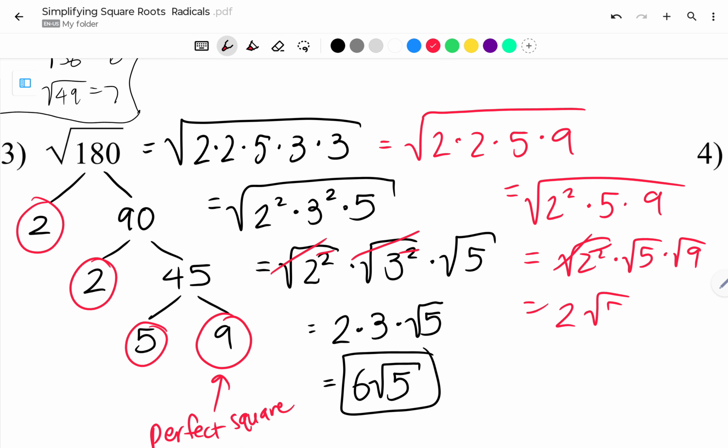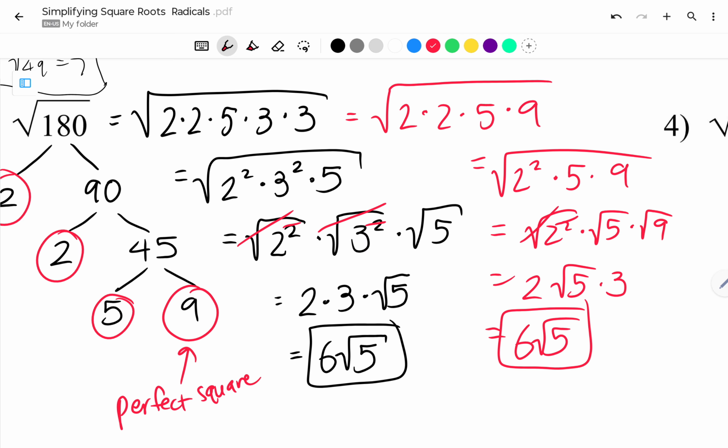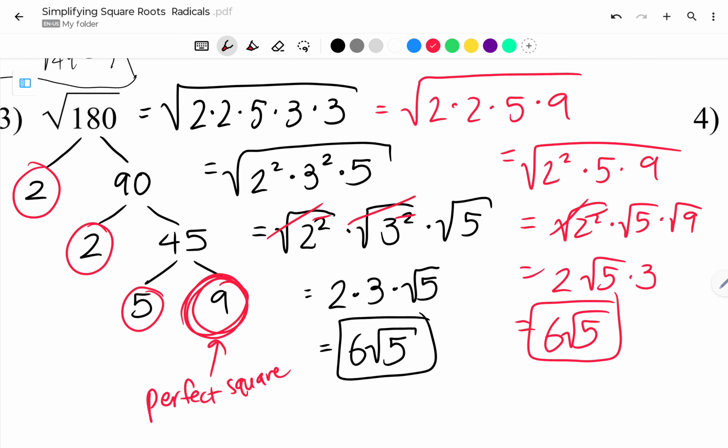2 square root of 5. What's the square root of 9? It should be 3. So you're going to multiply 2 and 3 again. So you still get the same answer. So if you want to stop at 9, you can stop at 9. But that only works if you stop at a perfect square.